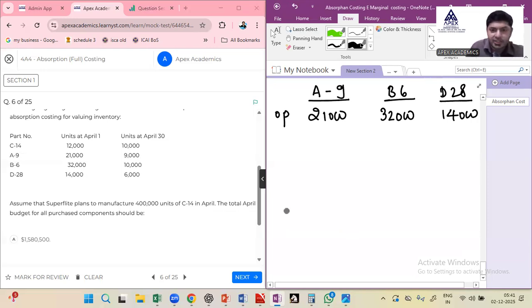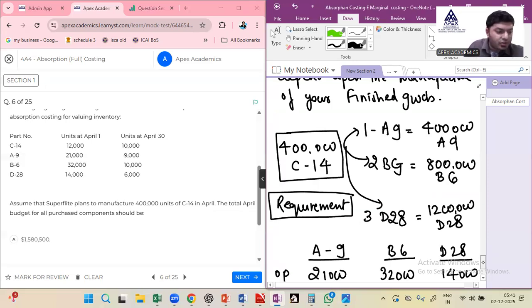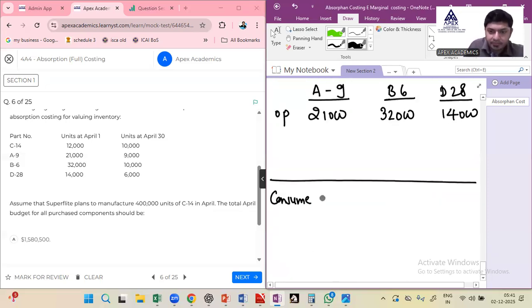Now please try to understand. I am going to require, or I am going to consume, how many units of A9? I am going to consume 4 lakh units of A9.